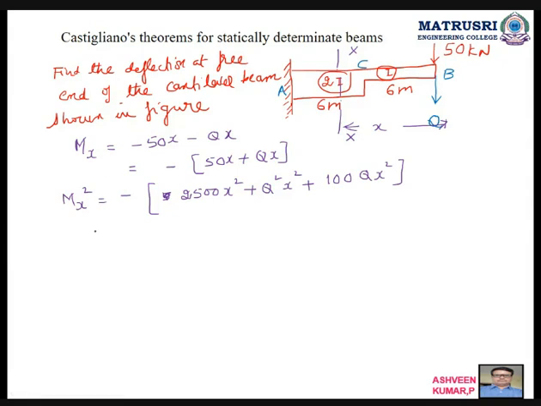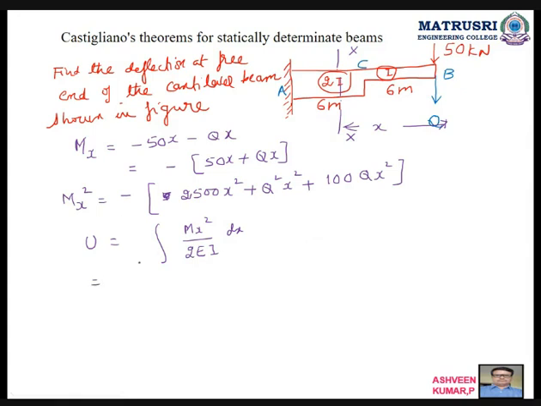Using Castigliano's theorem, what is Castigliano's theorem saying? Strain energy is equal to the integration of Mx square by 2EI into dx. Here, it is not like the previous problem. Different I's are there, you can check it out. So from 0 to 6 you will take it, then 6 to 12. The section is coming like this now, so I will take from 0 to 6, then 6 to 12. So that I will write it.